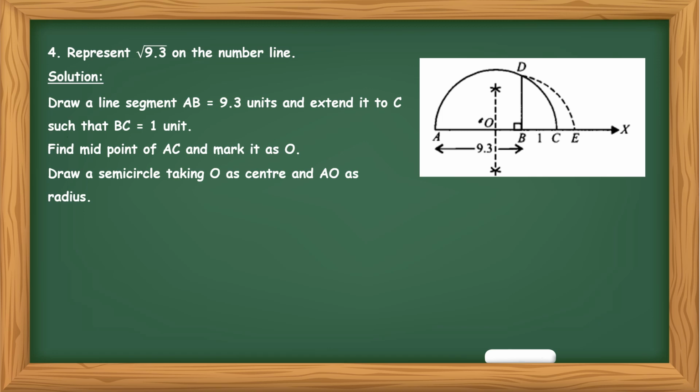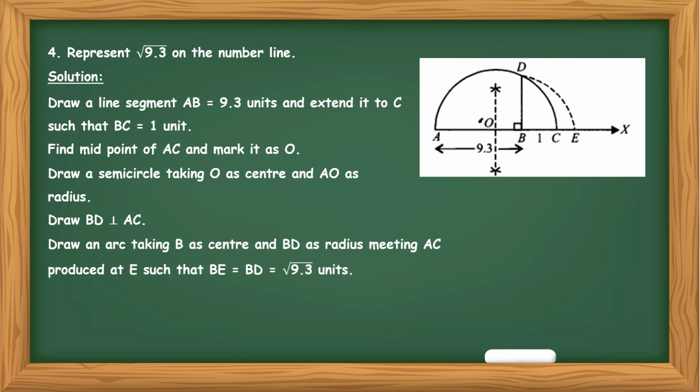So now draw a semicircle taking O as the center and AO as the radius. Draw BD, which is perpendicular to AC. So now draw an arc taking B as the center and BD as the radius, meeting AC produced at E, such that BE is equal to BD.